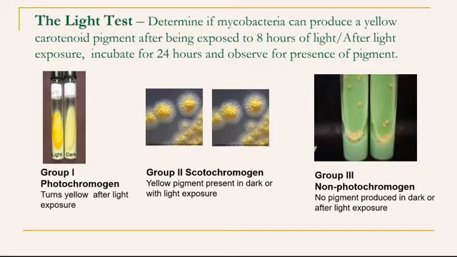And then group 3 is the non-photochromogen. No matter whether it's exposed to light or not, there is no pigment produced. So this used to be the first grouping in our identification of the mycobacteria. Once we knew that, say, it was a photochromogen, then we would have specific biochemical tests we would then use for that organism to get to the species level.